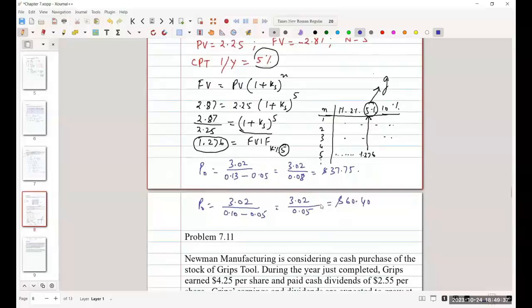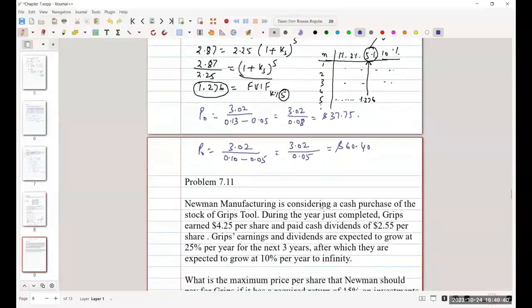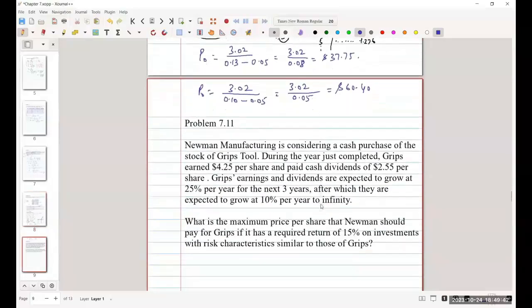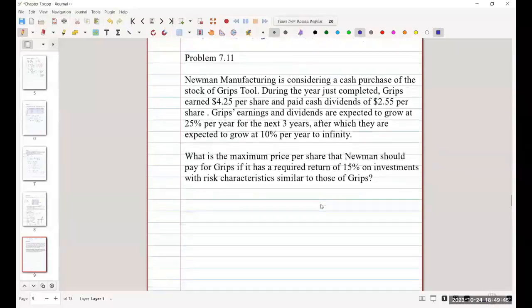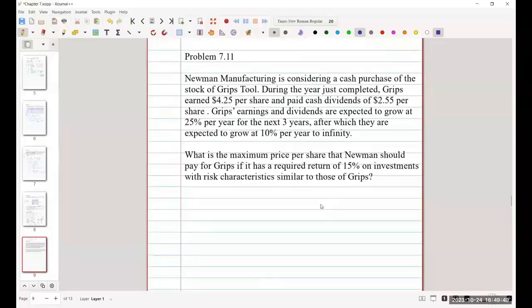Right, so the next one is problem 11, and this is going to take us into the variable growth model, for which we will use the understanding acquired thus far, but we will have to use it a little bit smartly, and for that, we will need to be a little bit attentive.